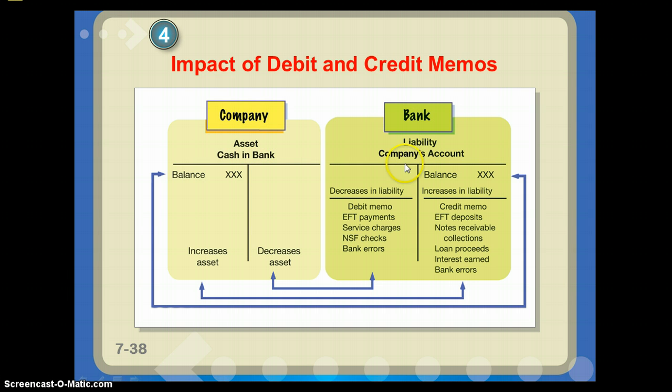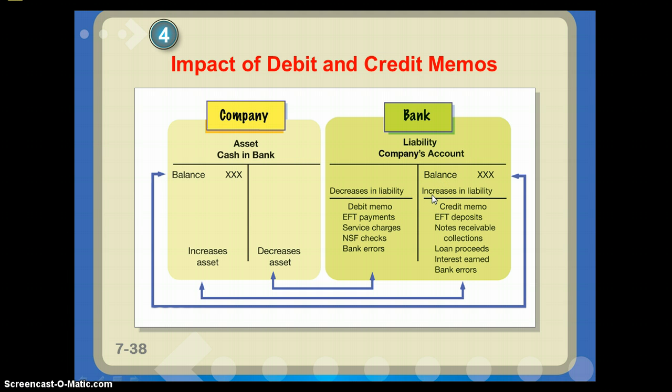So for the bank, it's a liability, because the bank is responsible, or liable, to give us that money back. It's our money. So decreases in liability, that's going to be a debit memo. So EFT payments, service charges, insufficient checks, or bank errors, that's going to decrease our asset. That's a debit memorandum.